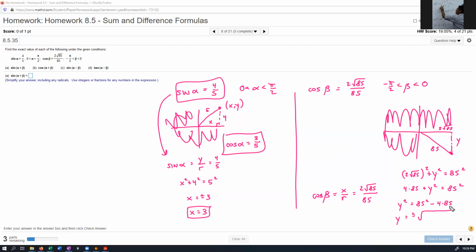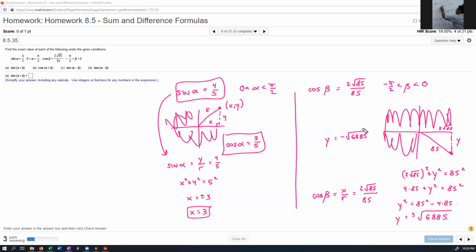Now I'm going to get on my calculator and see what that number is. So 85 squared minus 4 times 85. I don't think that's a perfect square, is it? No, it's √6885. And I'm going to take the negative one. So y is equal to negative √6885.